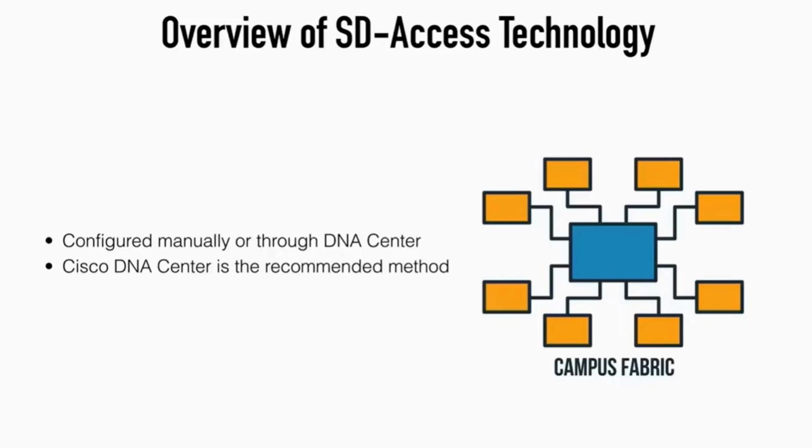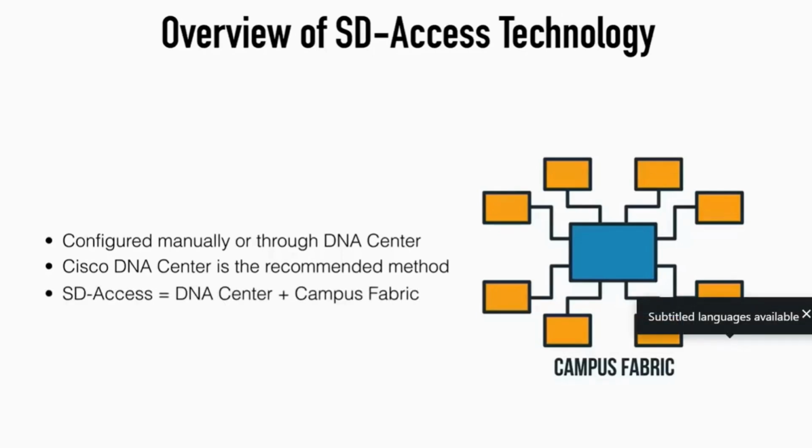So while you can use a campus fabric solution and manually configure that through CLI or API, that is not considered to be SD-Access when you configure in that manner. SD-Access is specifically defined as being fully automated with DNA Center. If DNA Center is not being used, then you simply have a campus fabric solution. You do not have a software-defined access solution. So that's just some nomenclature that you should be aware of.